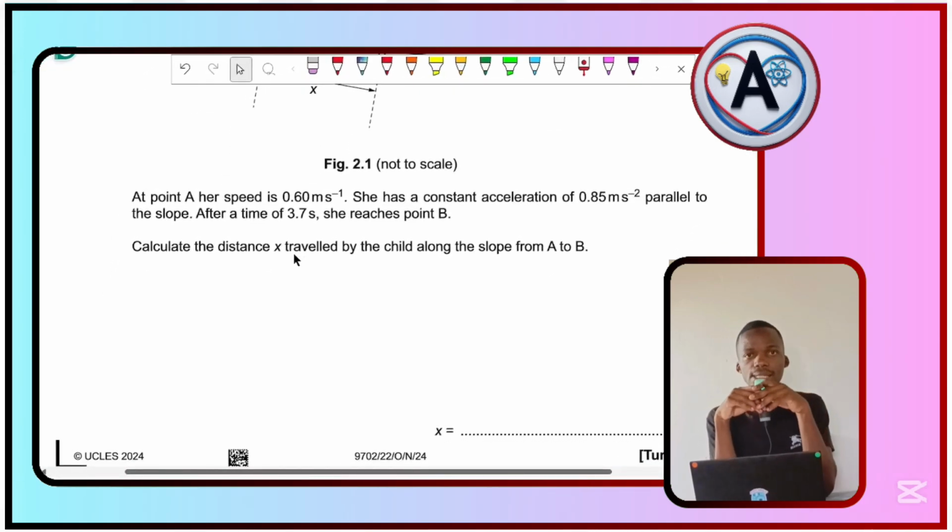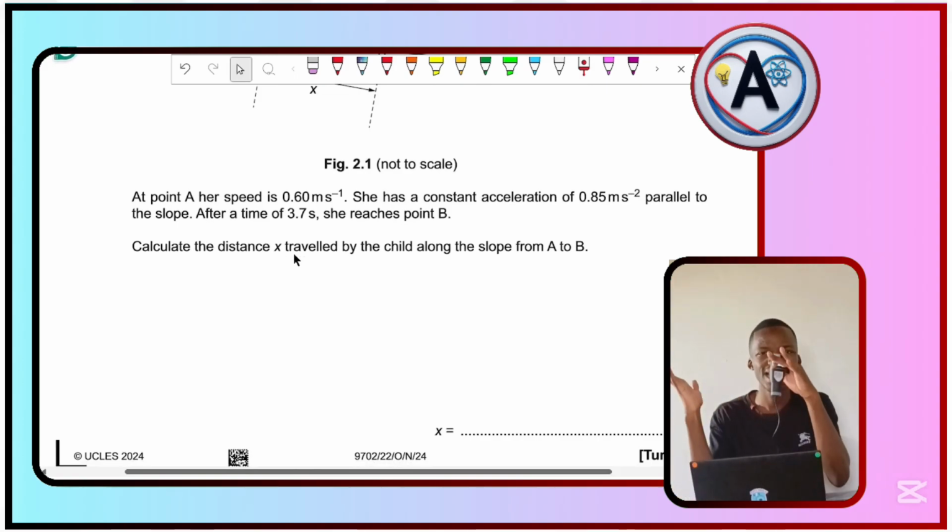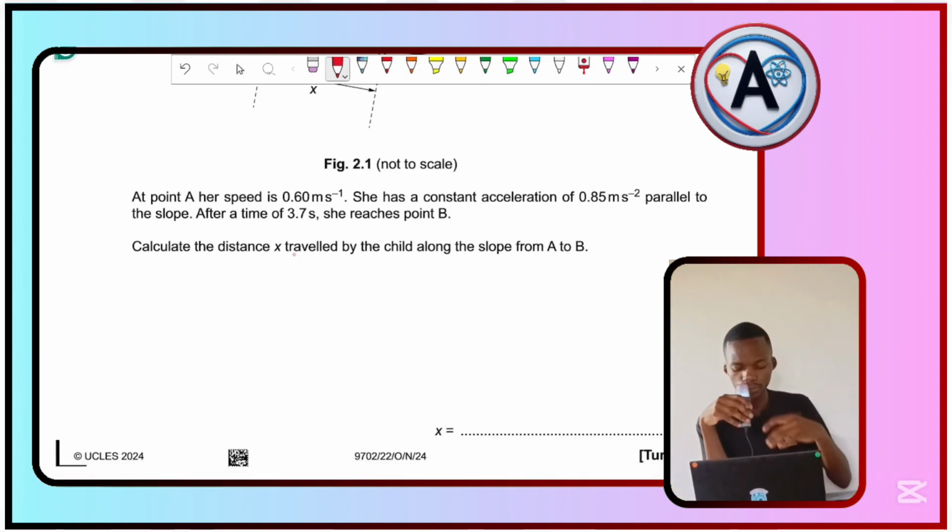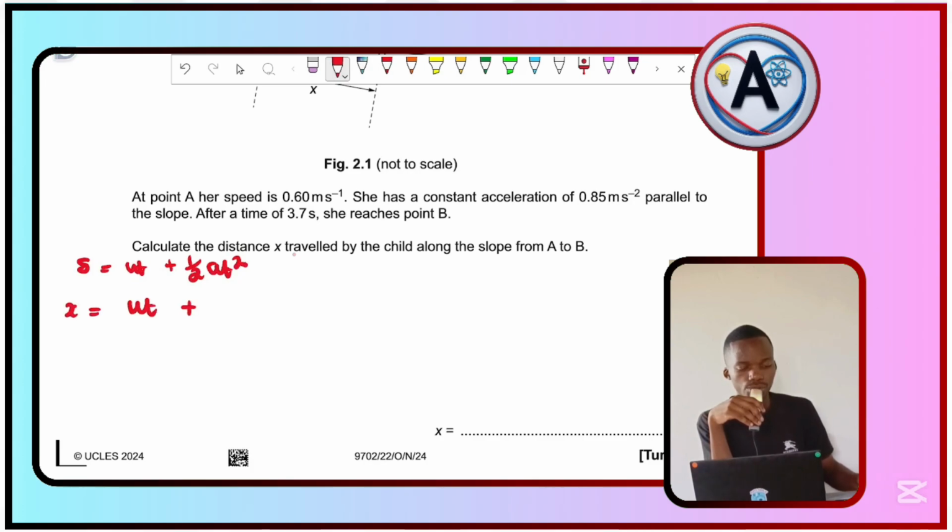What your brain is doing is looking at all these different connections, trying to piece them together to have a formula that works. So you must know this formula, right, guys? Come on. s equals ut plus half at squared. So x will be equal to ut plus half at squared.